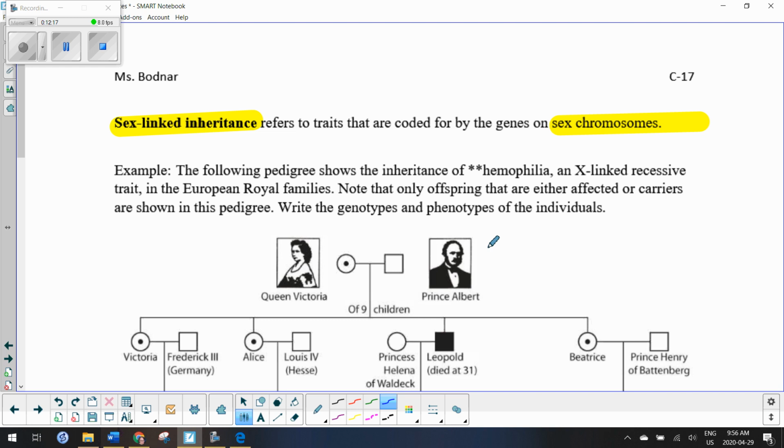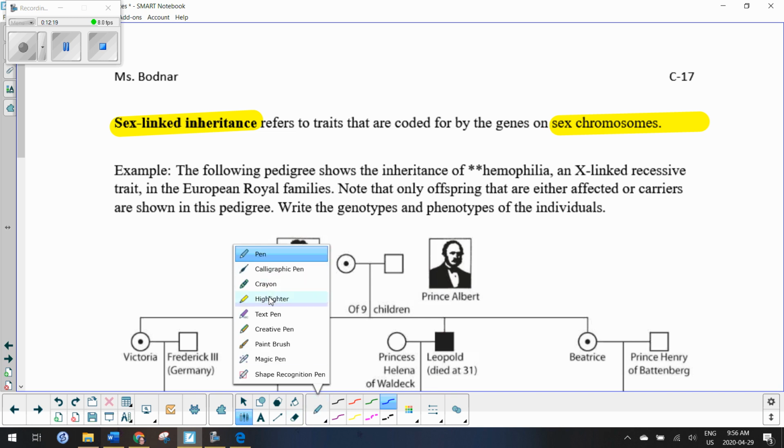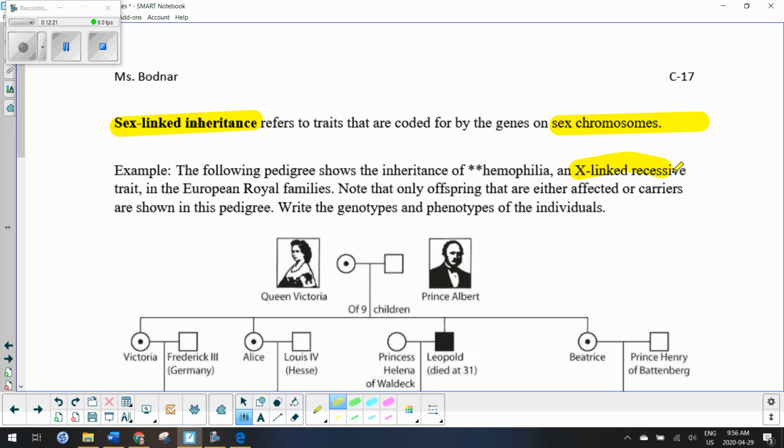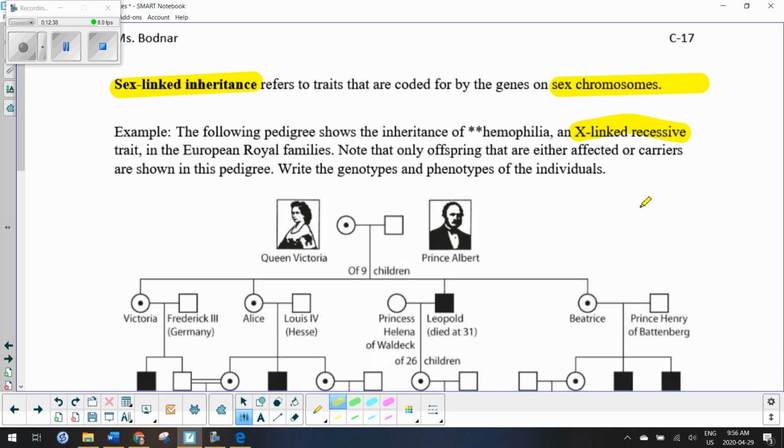An X-linked recessive trait. So it's found on the X chromosome. That is what it's telling you. Note, only the offspring that are either affected or are carriers are shown in the pedigree. So that's telling you that this pedigree is not a full pedigree of the family.